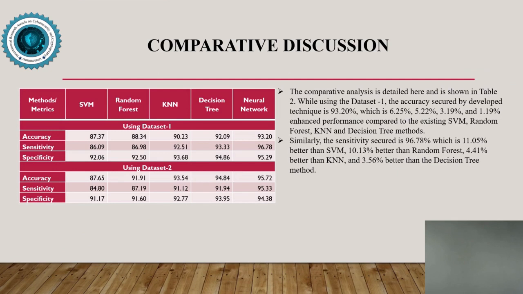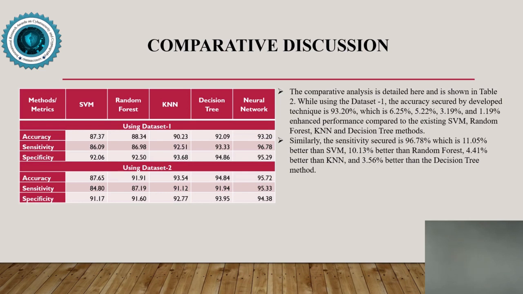and we use two datasets, actually from the different ECG signals from the cloud receivers. So the comparative analysis is detailed here and shown in a table. You can see there are different algorithms like the SVM, random forest, KNN, decision tree, and neural network. We have measured the accuracy, sensitivity, and specificity.